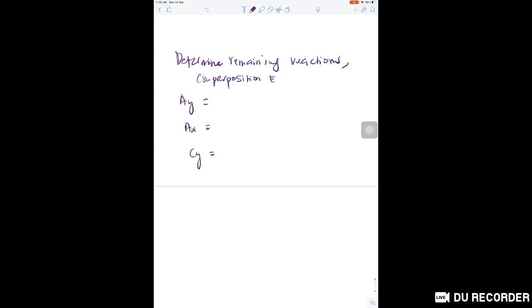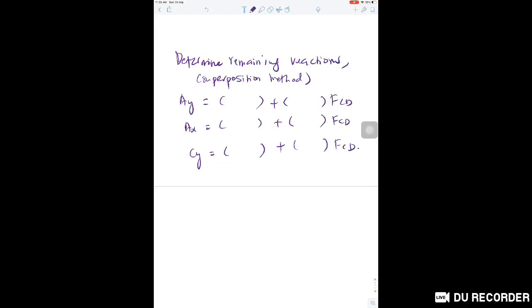Superposition method. So AY in primary truss plus AY in redundant truss times redundant FCD. To determine AX, we have AX in primary truss plus AX in redundant truss times FCD. And after that, for CY, we have CY in primary truss. We also have CY in redundant truss times FCD.